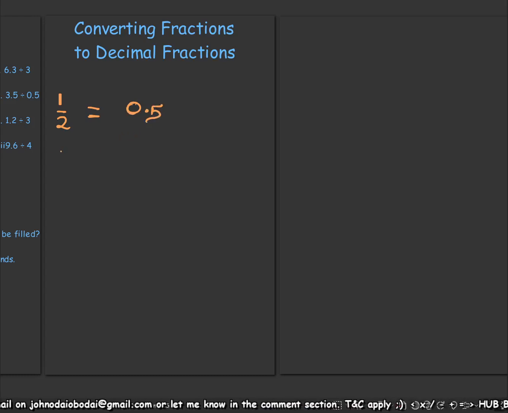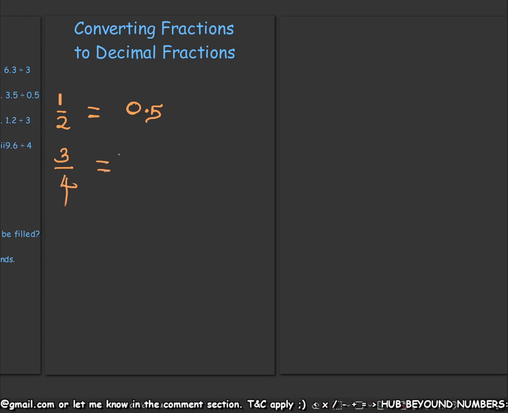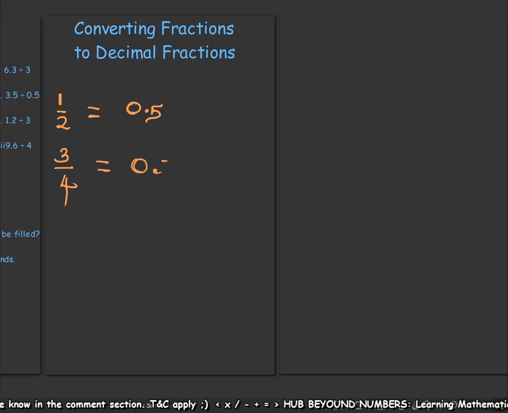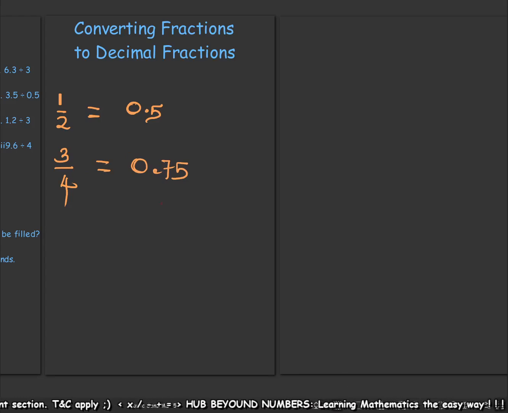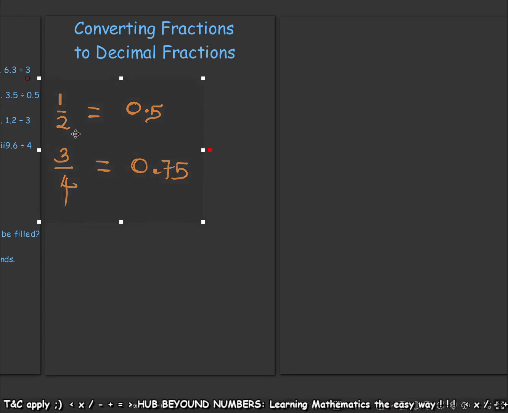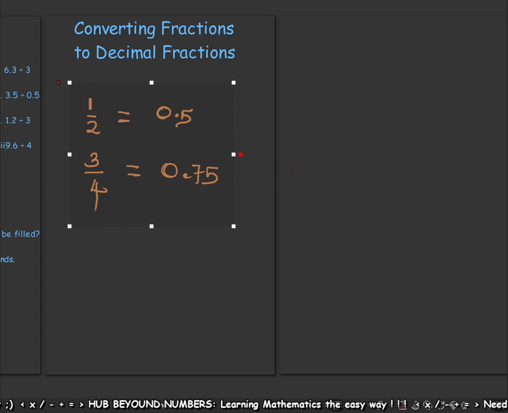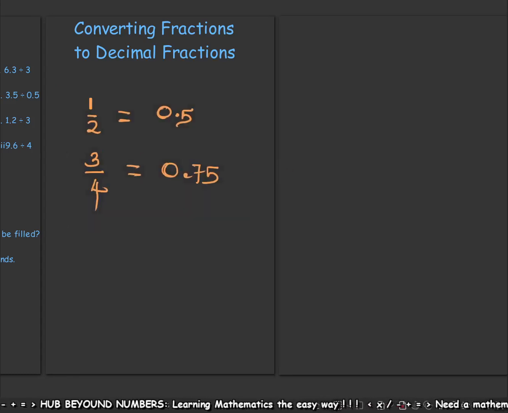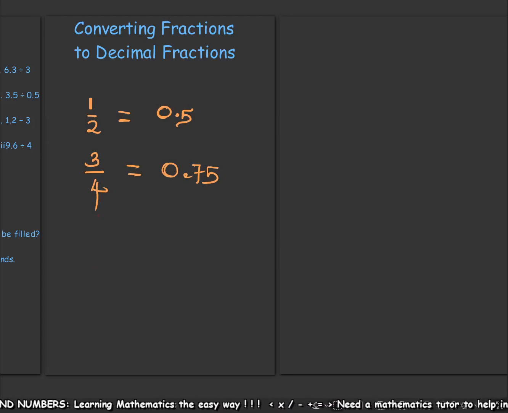For example, you have 3/4. If you want to write it in decimal notation or decimal form, we have 0.75. They are all the same, but they just represent different notation. Hence, we want to look at how to convert these types of fractions into the decimal notation. And it's very simple.